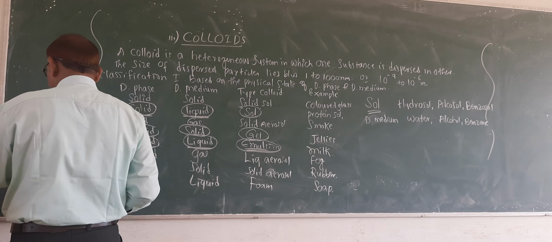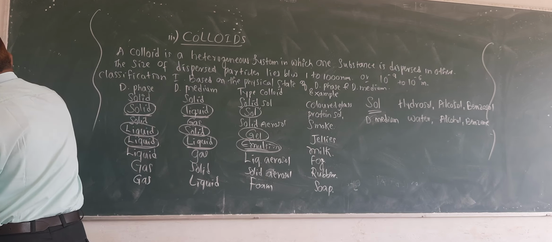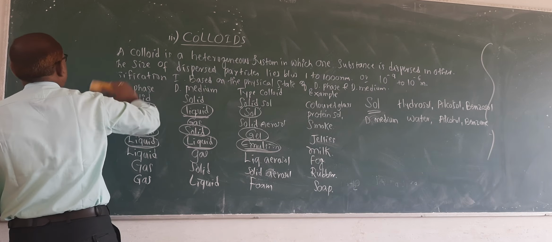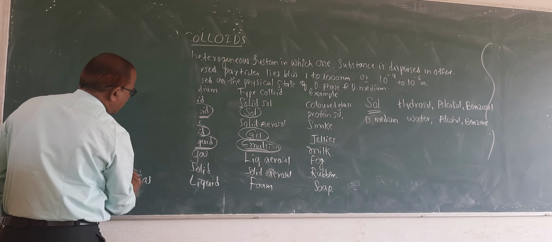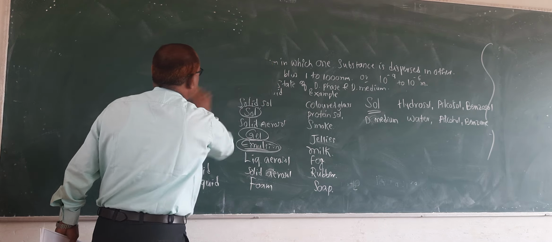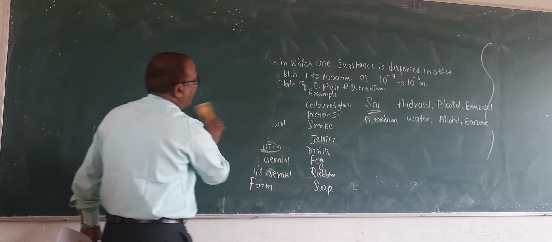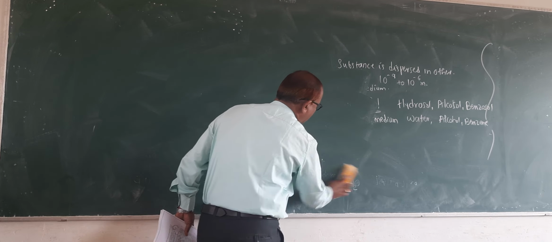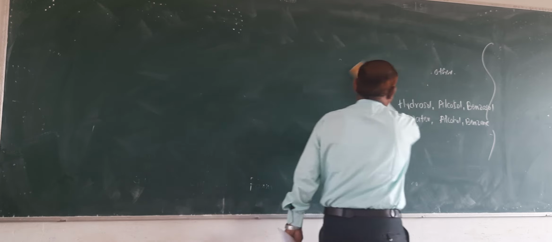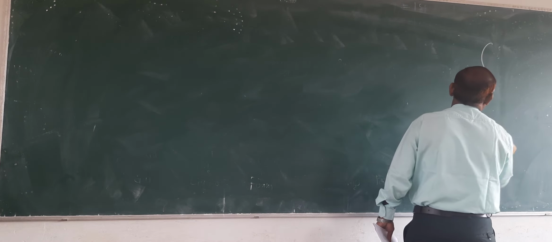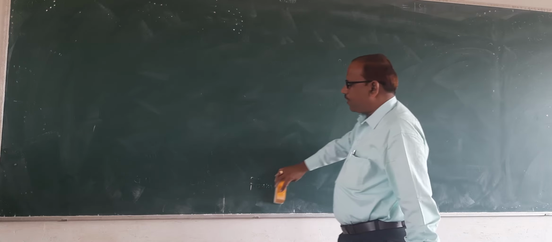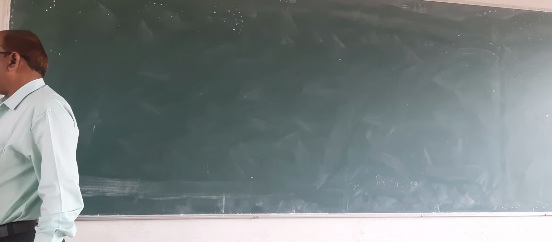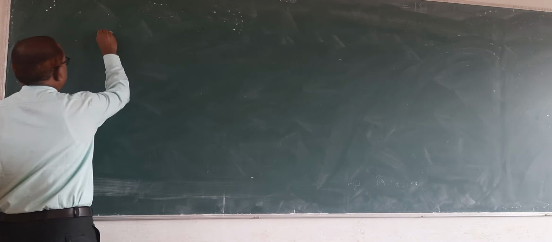Second is based on the interaction between the dispersal phase and dispersion medium. There are two types of colloids. One is lyophilic colloid, another is lyophobic colloids. We will have the definition and also examples. Apart from that, we can also have some important points we use to differentiate between those.